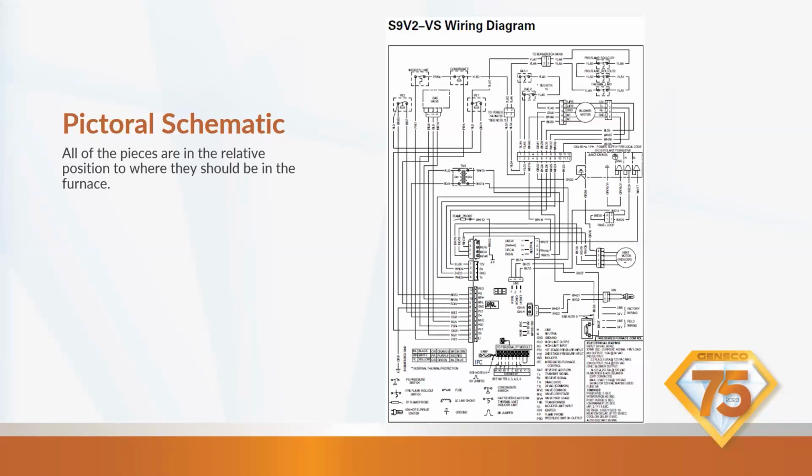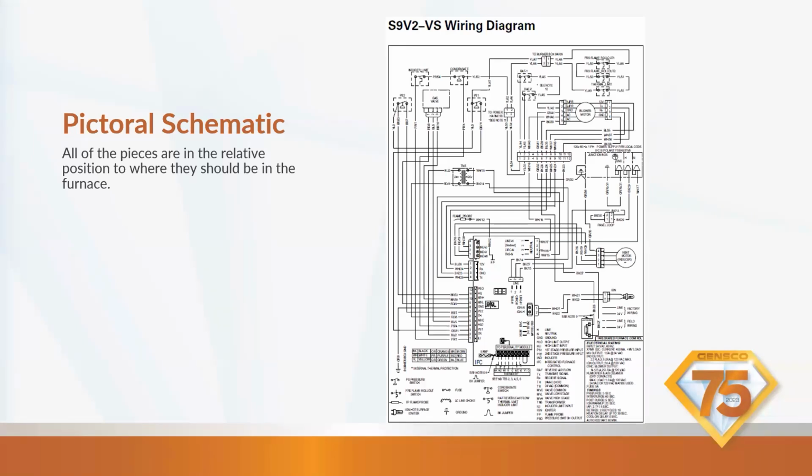Okay. So the first type of schematic you can see out there is pictorial. Pictorials are like someone took a picture of the inside of your furnace and put it on a piece of paper, put it on a sticker. So all the parts are in the relative position of where they should be in the furnace. So if you have two limits that are right next to each other, they're probably going to be right next to each other in the pictorial schematic.